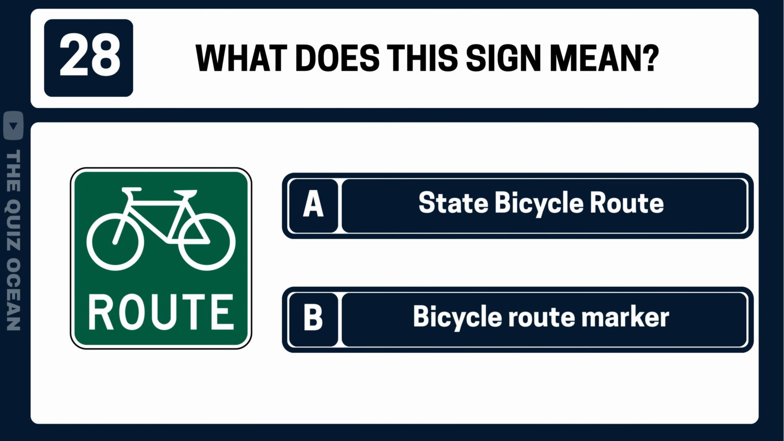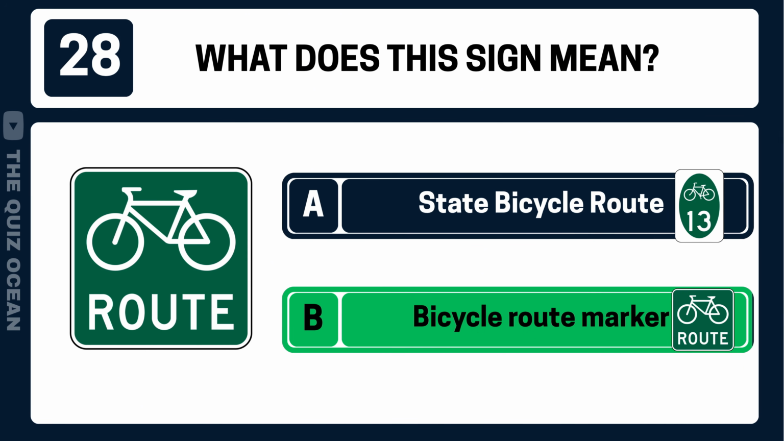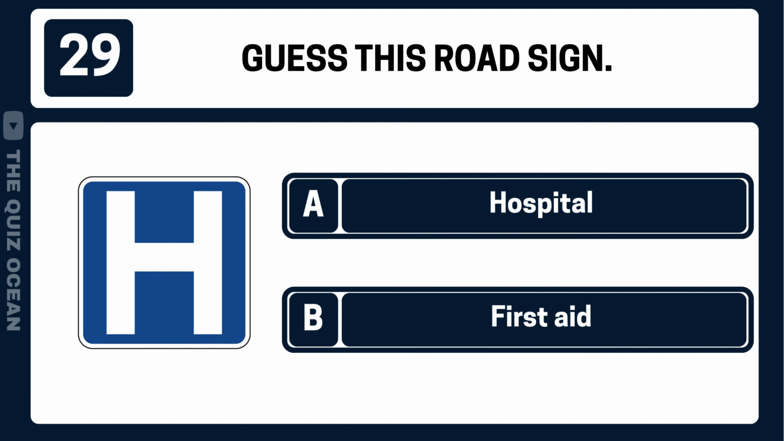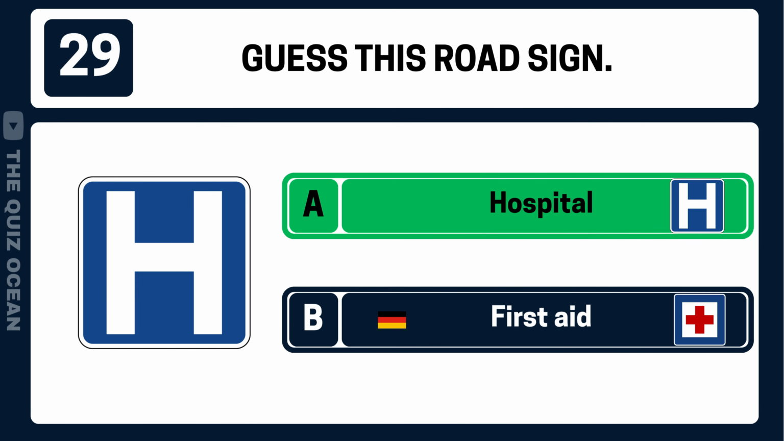What does this sign mean? A. State bicycle route. B. Bicycle route marker. Correct. It is the bicycle route marker sign. Guess this road sign. A. Hospital. B. First aid. Right. It is the hospital sign.